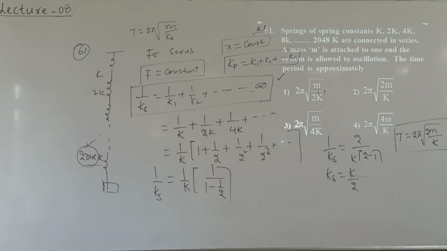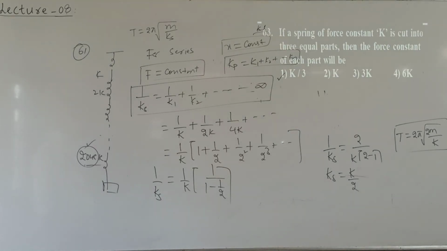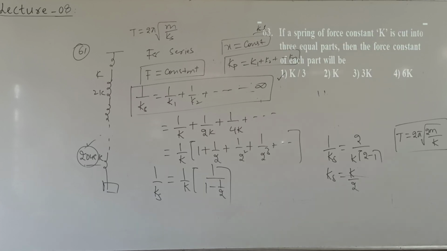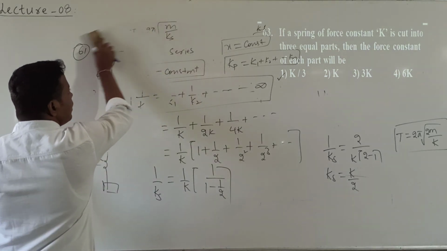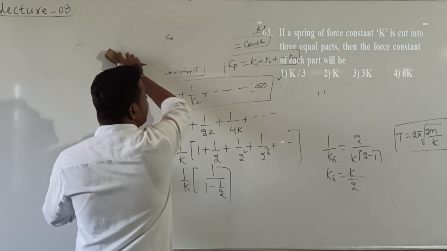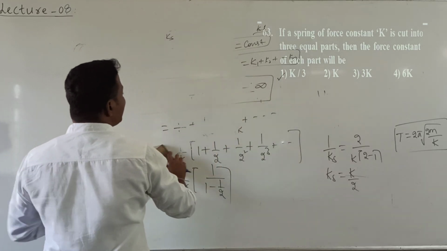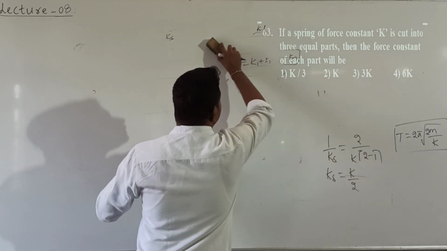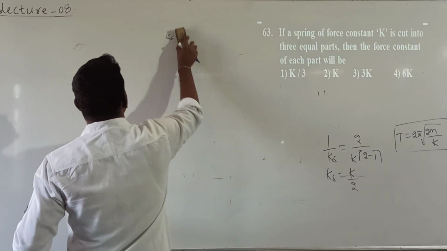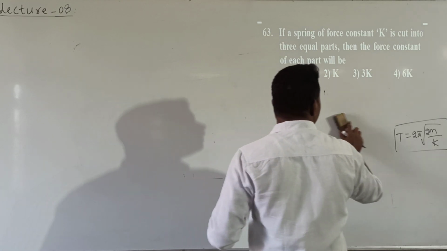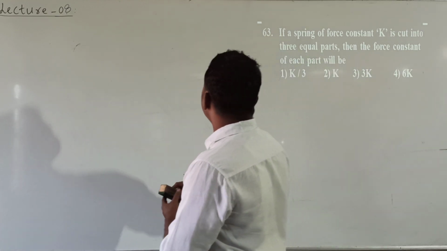Next question. So this is the last question for this class. So one more question is there. 63. After this, one more is there. What is this 63? A spring of force constant K is cut into 3 equal parts. Directly you can tell. What is the relation between the spring constant and the length of the spring? Inversely proportional to length. Correct? Then this is question number 63.